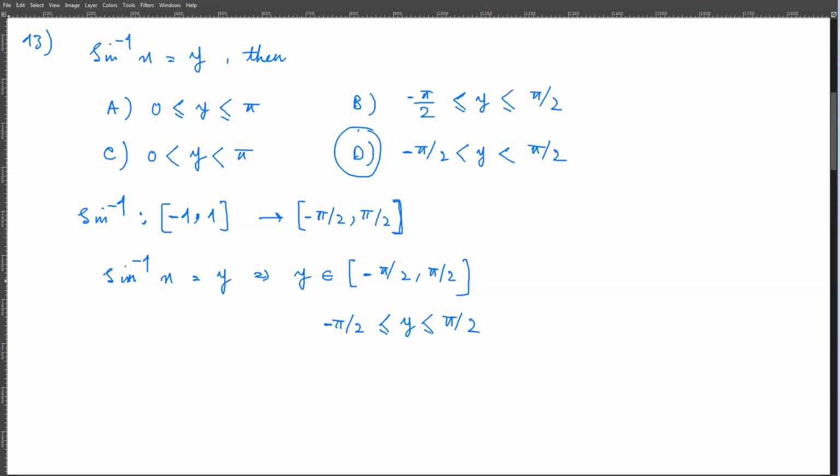Oh, I actually did this wrong. I wrote the correct answer here, but I made a mistake, so it's actually choice B. Negative pi by 2 is less than or equal to y, less than or equal to pi by 2. That is question number 13. Now question number 14.